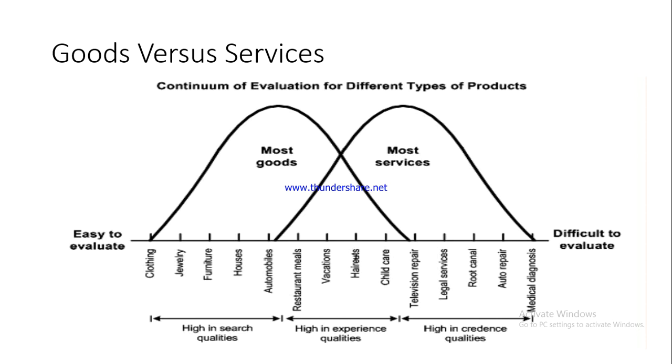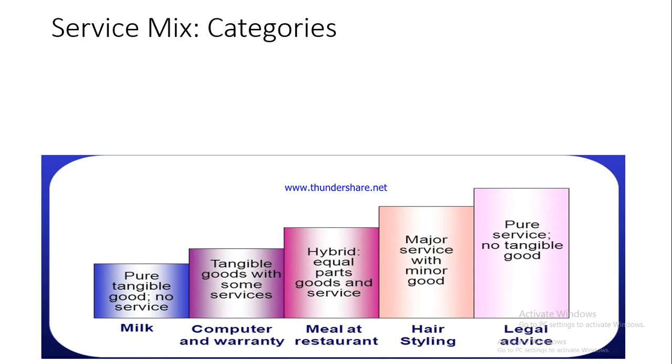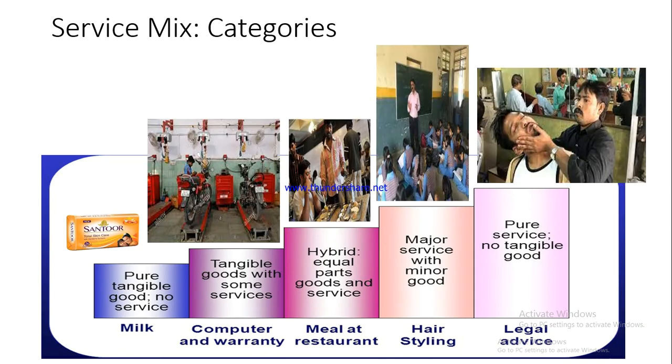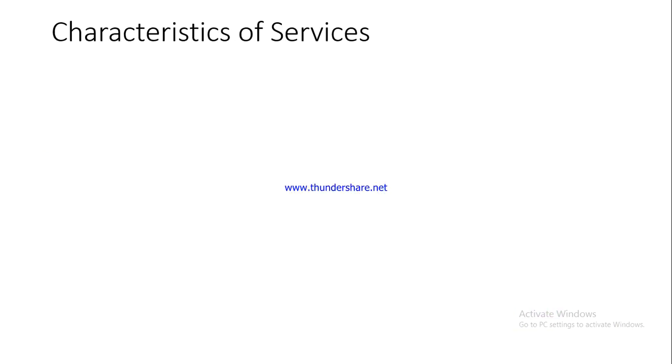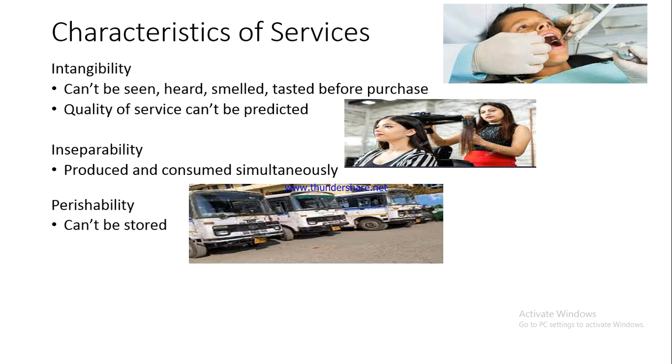products which might be high in search qualities and products which might be high in experience or credence qualities. And we understood that it is the services which are generally high in experience and credence qualities. We talked about the service mix categories and we took some examples as well. And then in the last discussion that we had, we talked about the characteristics of services, right?